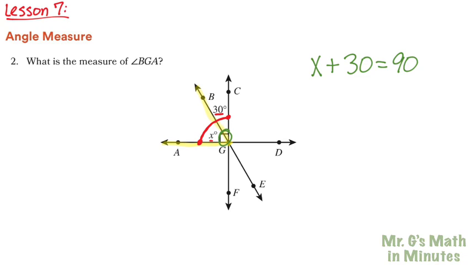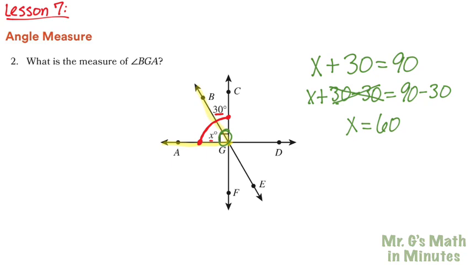In algebra, I'm trying to get the variable by itself, so I need to get rid of this plus 30. Anytime you want to get rid of something, you just do the opposite of it. The opposite of adding 30 is to subtract 30. Anything we do to one side of the equal sign, to keep it equivalent, we also do to the other side. So 30 minus 30 equals 0, leaving us with only X on the left-hand side, and 90 minus 30 is 60. That means angle BGA is equal to 60 degrees.